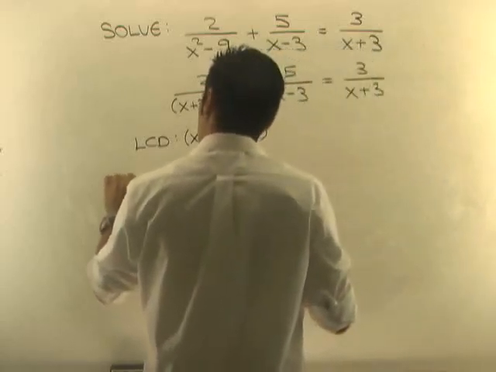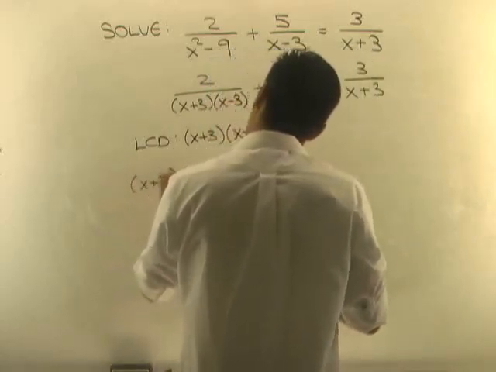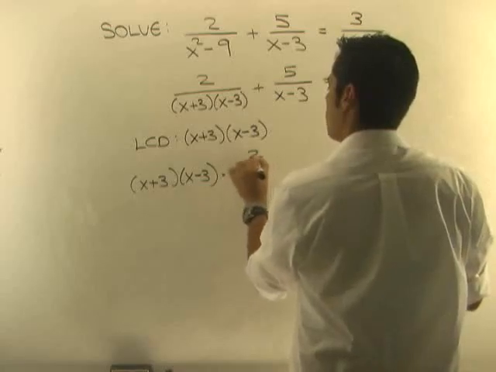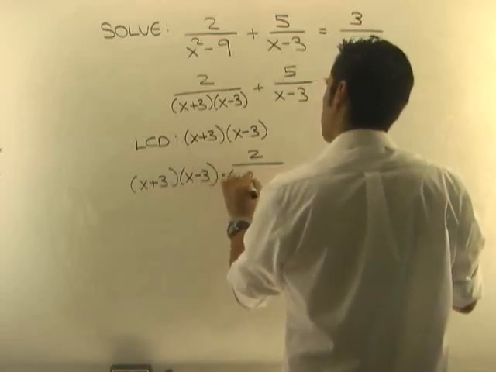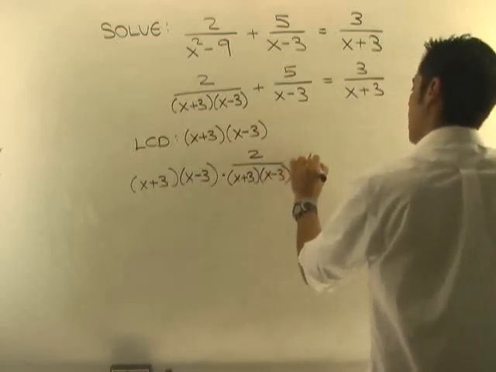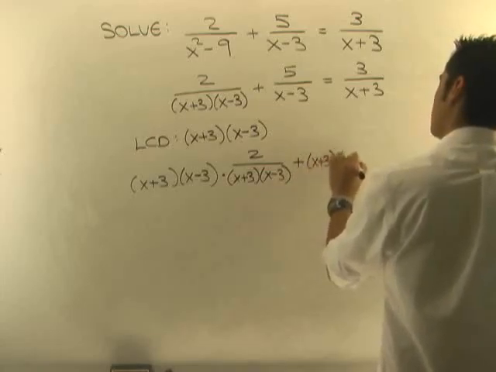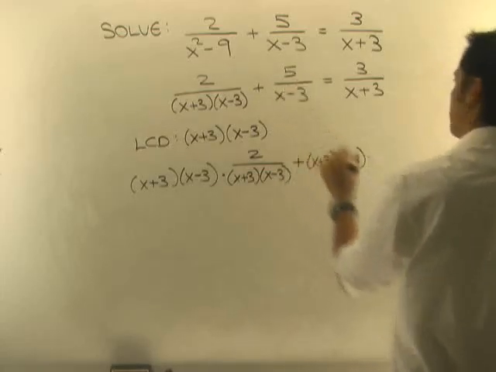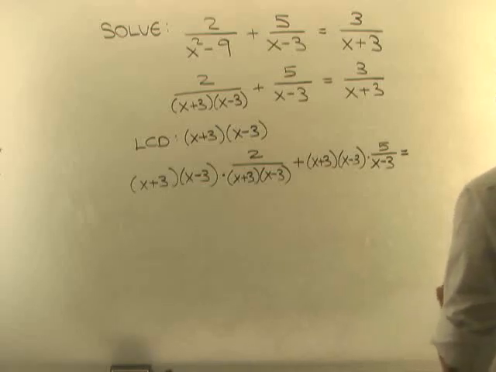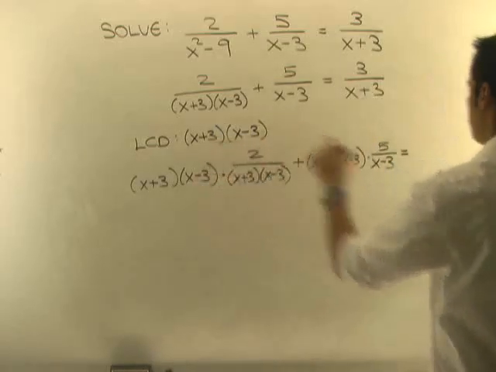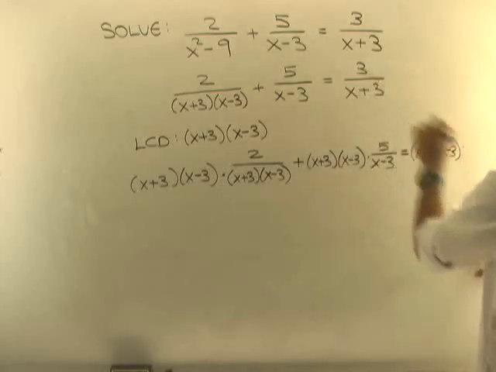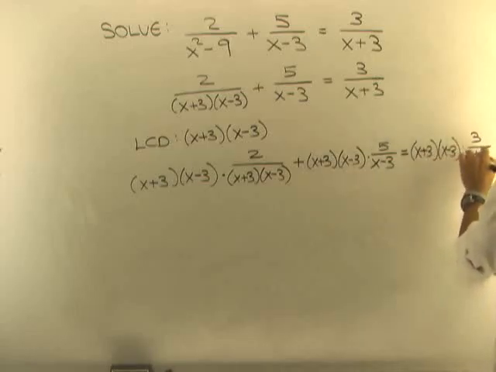So here I'm going to get my LCD, x plus 3 times x minus 3. There's my LCD. I'm going to multiply that times the first term on the left side, 2 over x plus 3 times x minus 3. Then I have my plus sign. Now my LCD again, x plus 3, x minus 3, times this term, which is 5 over x minus 3, and then equals, and I'm running out of space here, I'm going to do my LCD again, which is x plus 3, x minus 3, times this side, which is 3 over x plus 3.